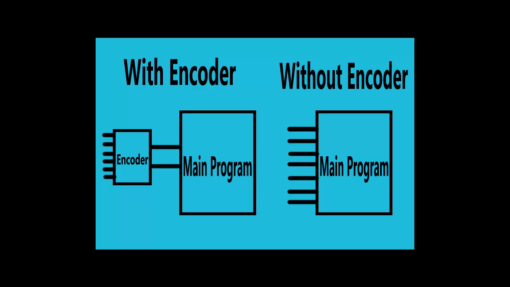Without the encoder, we have to send all of the inputs to the main program, which leads to the wastage of the number of ports and also of resources such as wires and everything. So it is advised that when dealing with a greater number of inputs, we must use an encoder.